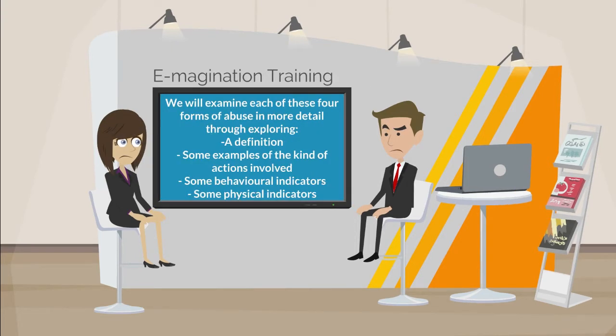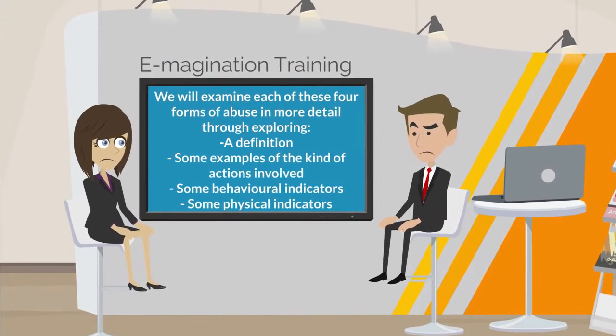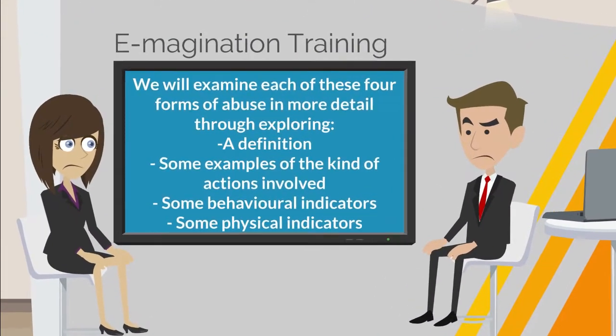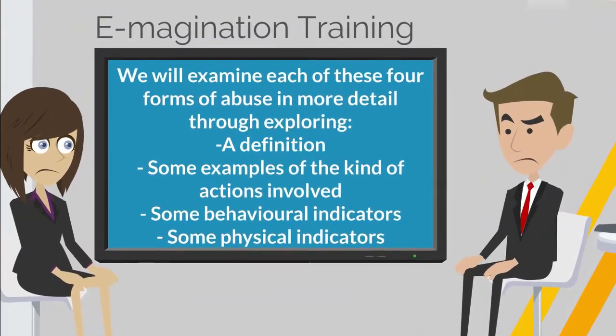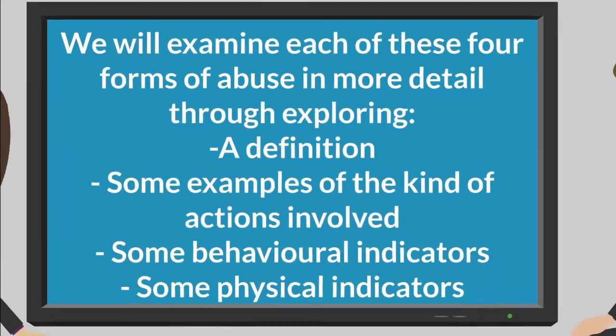We will examine each of these forms of abuse in more detail through exploring a definition, some examples of the kind of actions involved, some behavioural indicators which might suggest that this form of abuse is happening, and some physical indicators which might suggest that this form of abuse is happening.